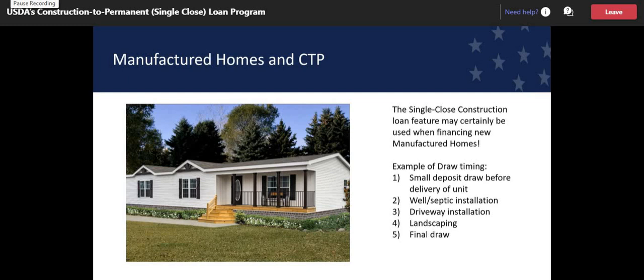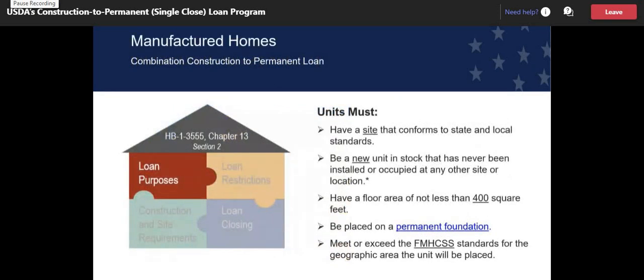So, if the dealer that you're working with requires a small deposit draw before the delivery of the unit, we leave that up to between you and that dealer to manage those funds. You can certainly do draws for the well and septic installation, the driveway installation, any landscaping to be done, that final draw. So you're able to access those funds in order to get all those subs paid timely, okay?